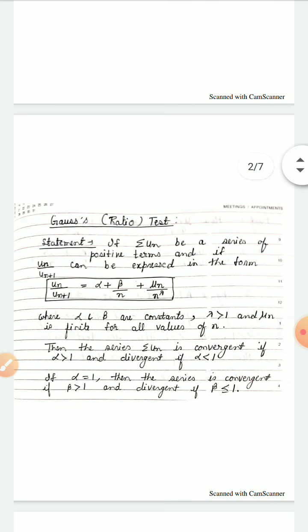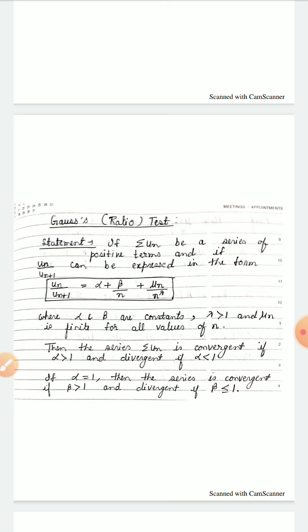So the statement for Gauss ratio test is, if summation un is a series of positive terms and if un by un plus 1 can be expressed in the form un by un plus 1 is equal to alpha plus beta by n plus mu n by n to the power lambda, where alpha and beta are constants, lambda is greater than 1 and mu n is finite for all values of n.